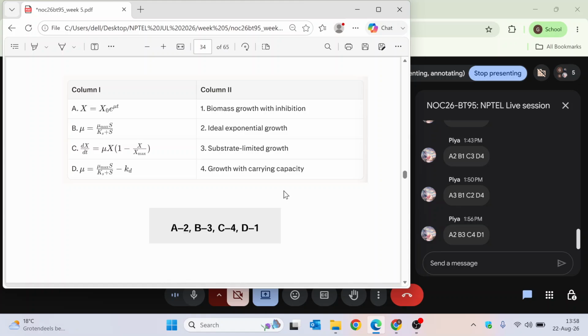And talking about the next, dx by dt is equal to mu x into 1 minus x by x max. It is the growth with the carrying capacity, where this 1 minus x by x max is the factor for the carrying capacity.